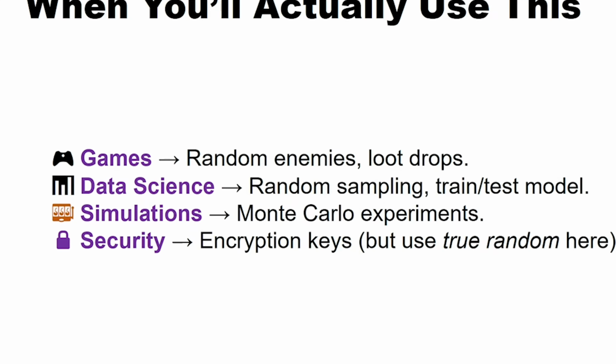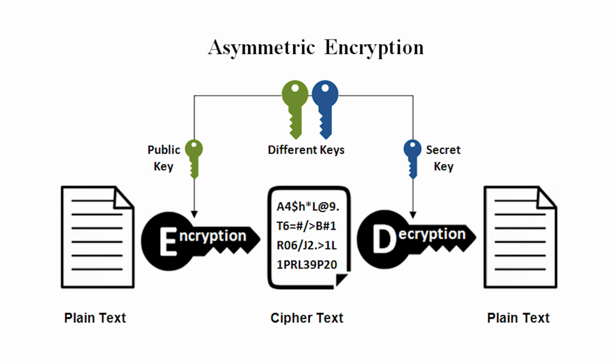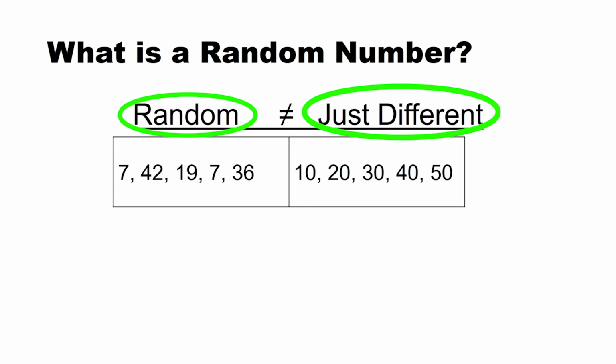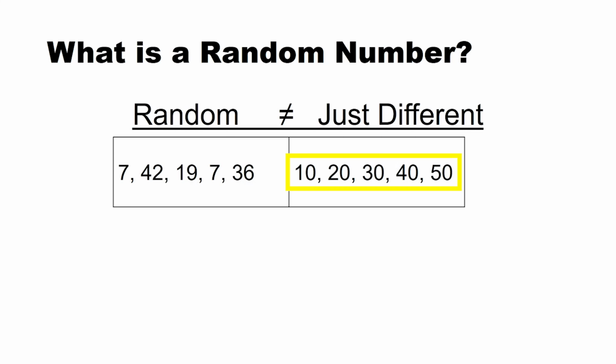It can also be used in simulation, like Monte Carlo experiments, and in security, like encryption keys or password generation. What about random numbers? Random numbers are totally different from different numbers. A random number cannot be predicted, and a random number can be repeated, while a different number cannot be repeated.